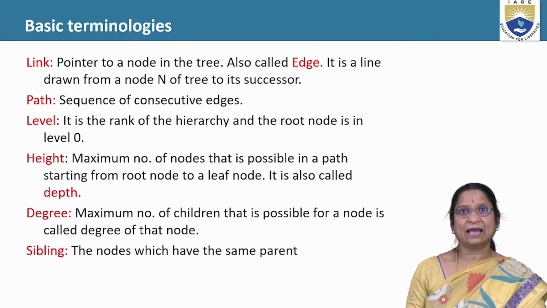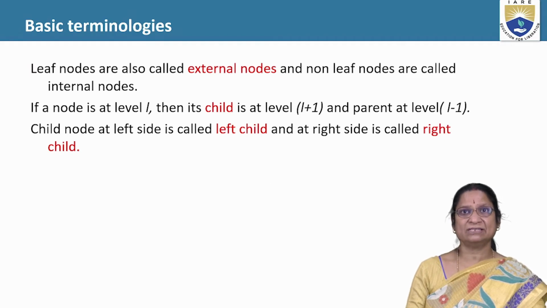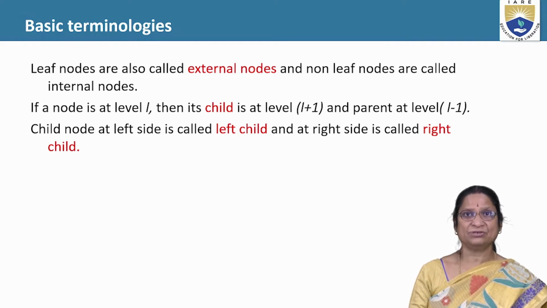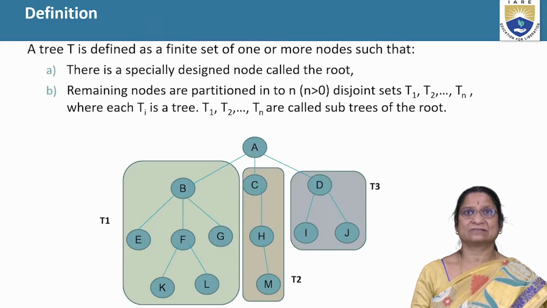And sibling means having the same parent. The nodes which are having the same parents are known as siblings. The leaf nodes are also known as external nodes, and non-leaf nodes are internal nodes. For any node L, the child node as well as the parent node can be easily identified depending upon the data structure we are using for representation of tree. All these things we are aware of based upon our previous course, data structures. So this is the normal definition of a tree.